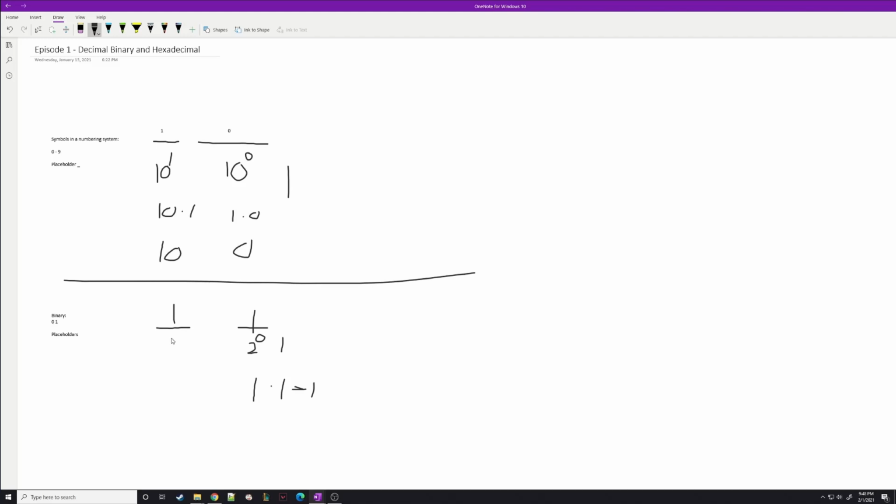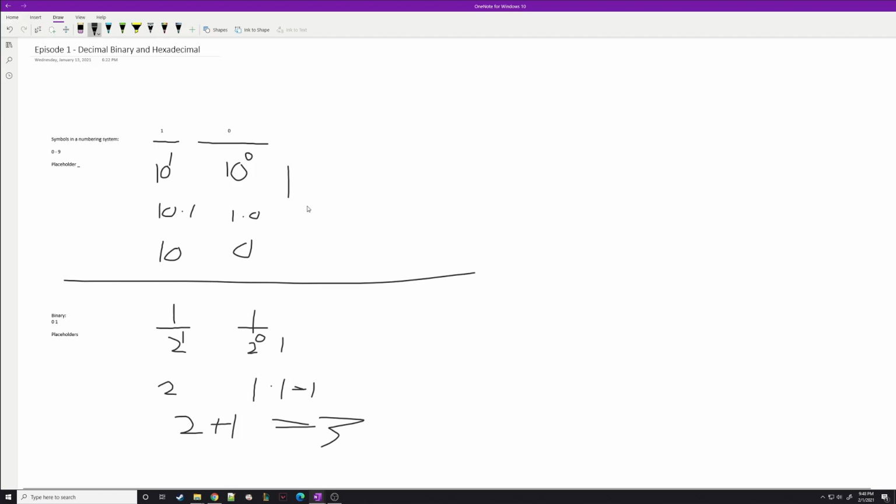Awesome. So what about the second placeholder? Same logic. We're going to go with the base, raised to the placeholder. In this case, this is our first additional placeholder. So 1 times 2 is going to be 2. And so what we are going to do is 2 plus 1. That is going to be 3. So that is how we would convert a number from binary into decimal, just so we can read it a lot better.